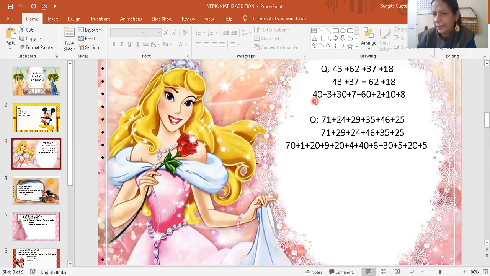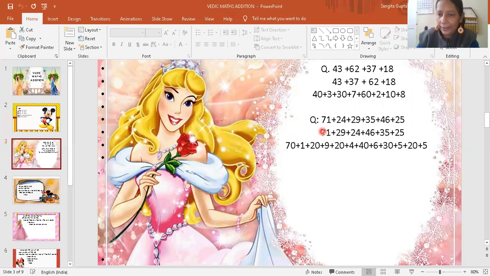Now you can add it easily: 40 plus 30 is 70, then 70 plus 60, that is 130. Then 130 plus 10 is 140. Now you have 140 in your mind. Now 3 plus 7 is 10, so 140 plus 10 is 150. Then with 150, add 2 plus 8. So 150 plus 10, you will get 160. So like this, you can make your work very easy.